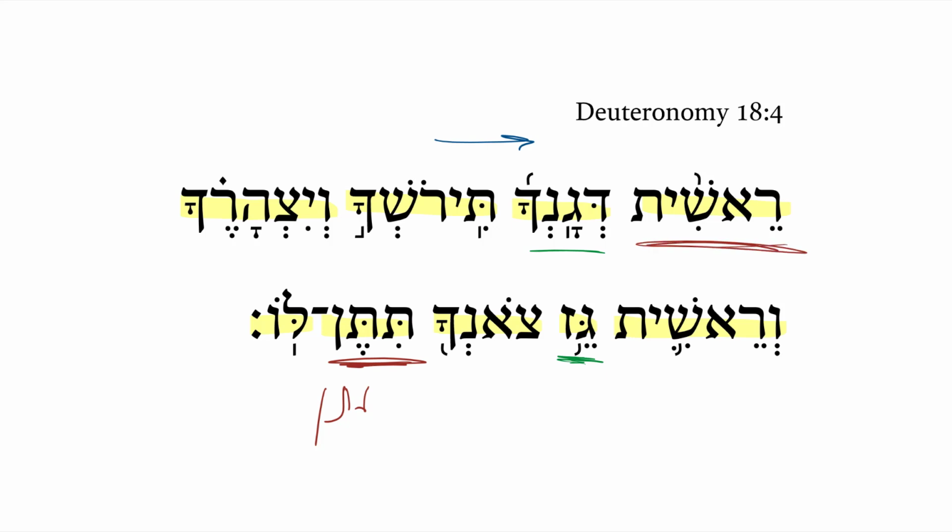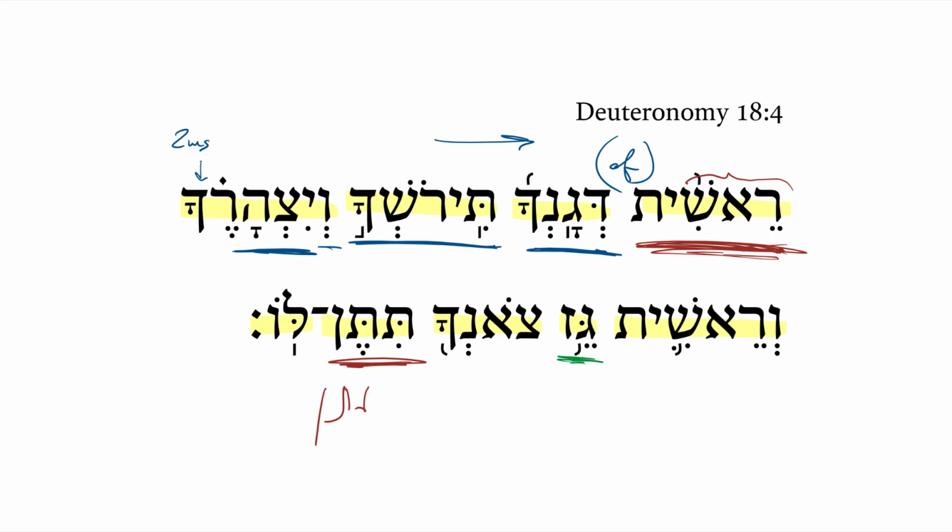We have the first fruits. You might notice something here with rosh, kind of having to do with the head or the beginning. So the first fruits of your grain, your wine, tirosh, and notice all those 2ms suffixes, and your oil. So the first fruits of your grain, your wine, and your oil.